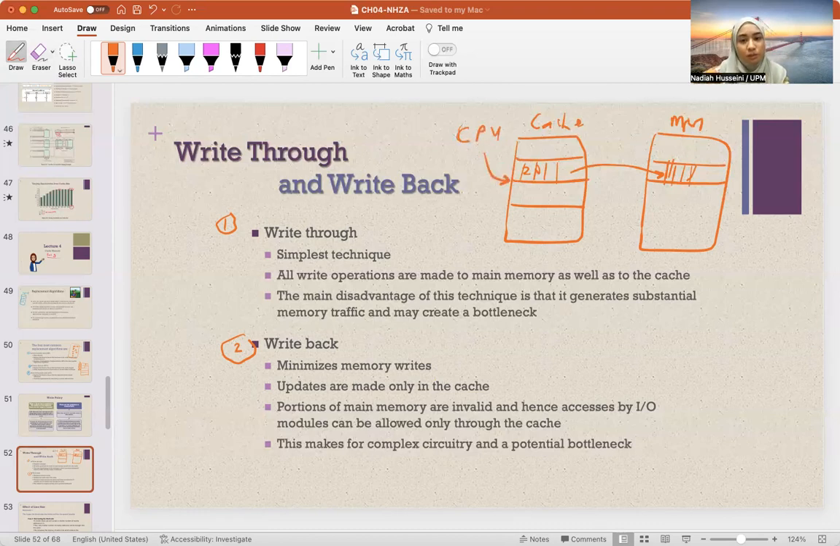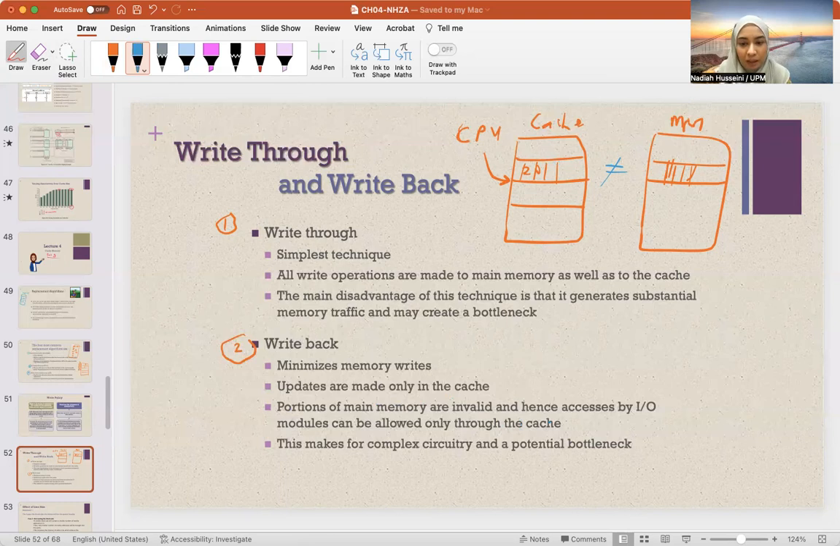Okay, so the CPU writes into the cache, only in the cache. It does not get written through to the main memory because this is the write back approach. And then portions of main memory therefore become invalid because they are not coherent anymore. So what you have in the cache is no longer the same in the main memory because the CPU already has modified something in the cache.